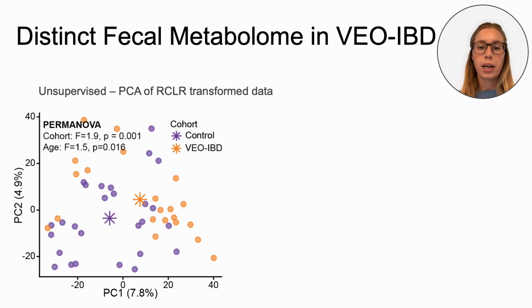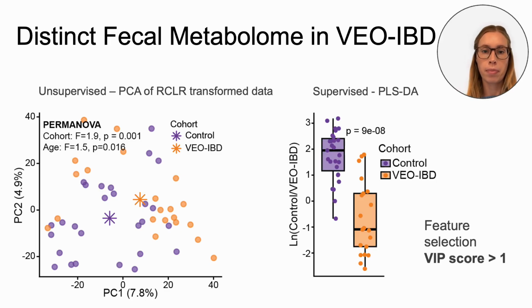So let's start by having a look at the metabolomics data. So we first did an unsupervised principal component analysis of RCLR transformed data. As we can see from the figure, there was a clear separation in the fecal metabolome between VEO-IBD and control. And from the PERMANOVA, we can see that both cohort and age had a statistically significant effect.